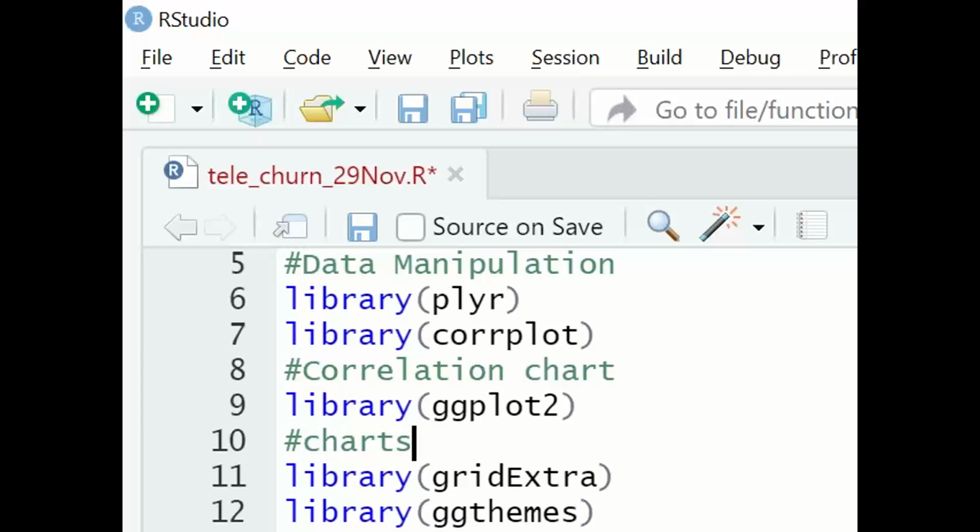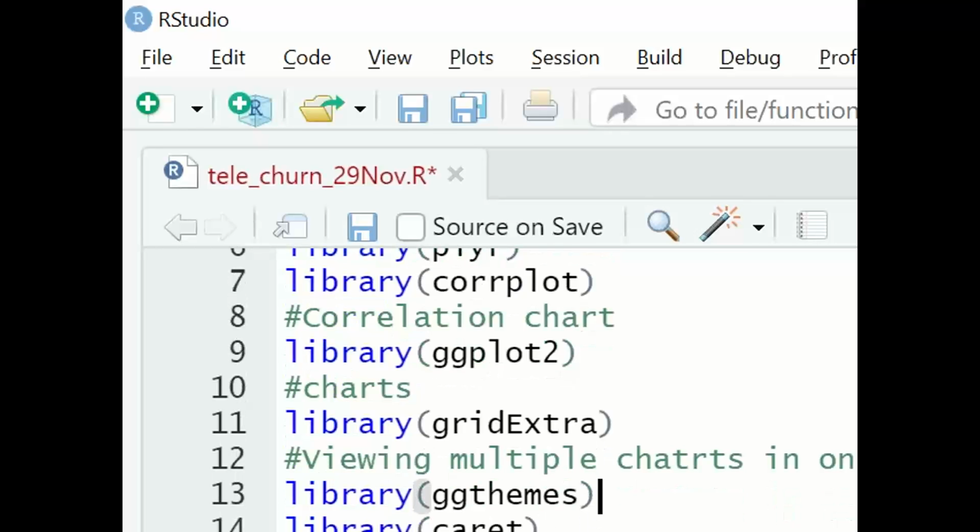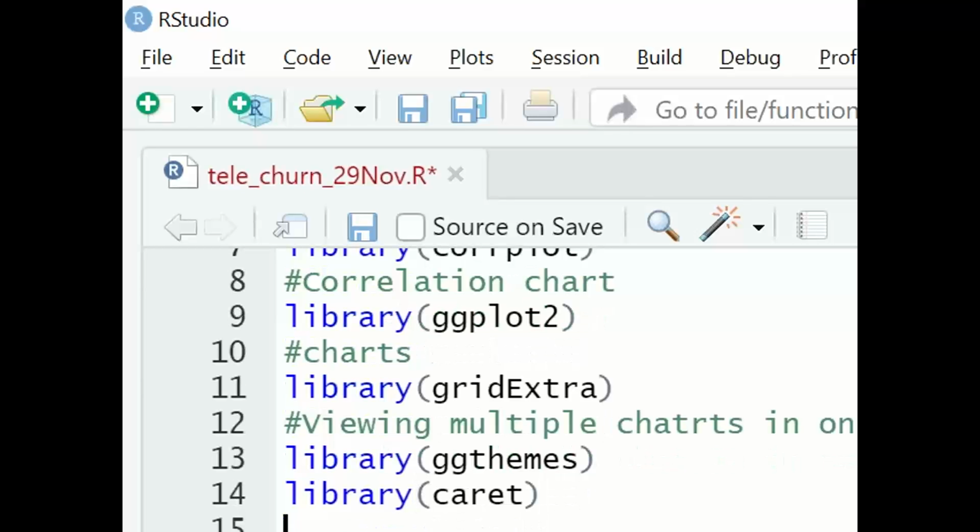ggplot, we know. Amit, can you put all the libraries in the chat box? Okay, we use ggplot for creating graphs, right? We used geom_bar, geom_point, all those charts. gridExtra is used if you want to see charts in one single view, viewing multiple charts in one window. ggthemes we know. Why do we use caret?